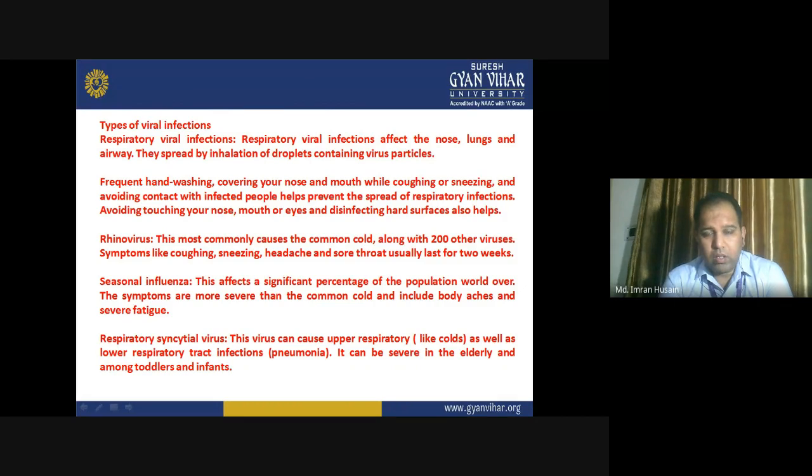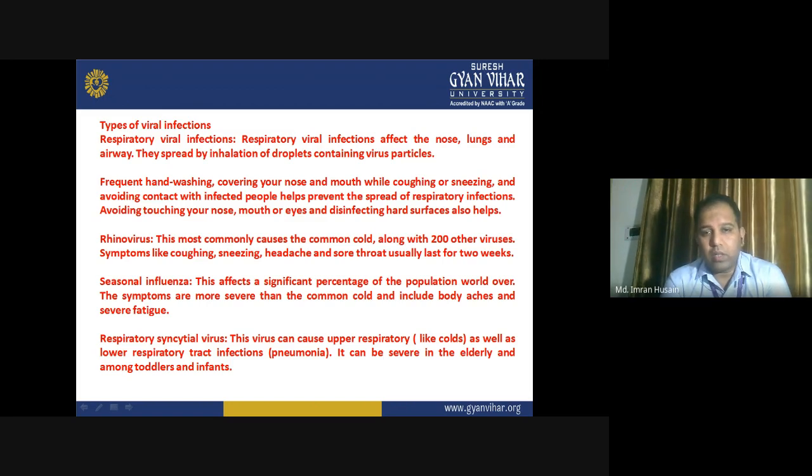So, seasonal influenza. This affects a significant percentage of the population worldwide. The symptoms are more severe than the common cold and include body aches and severe fatigue. So, influenza, all the viral diseases, they have this common feature, fatigue and fever, like you have with a common cold always. Right? Respiratory symptoms.